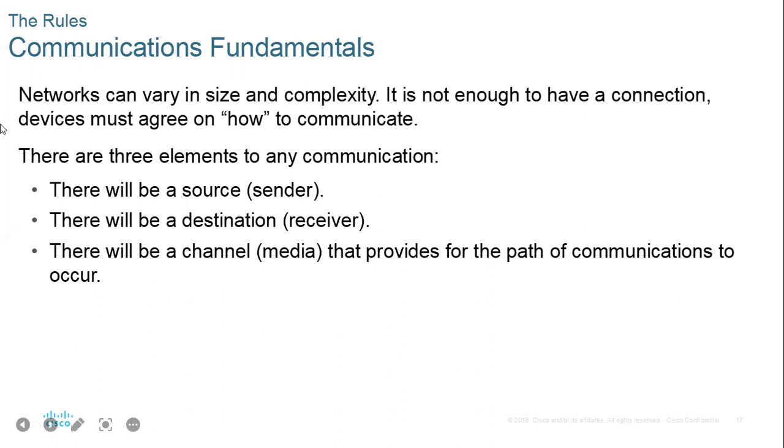So there are three elements of any communication. You're going to have the sender, the receiver, and the channel through which that information is going to go from point A to point B. Just like when we looked at module 2, where we said, for you to have communication, you must have end devices, intermediary devices, and connecting medium or media.